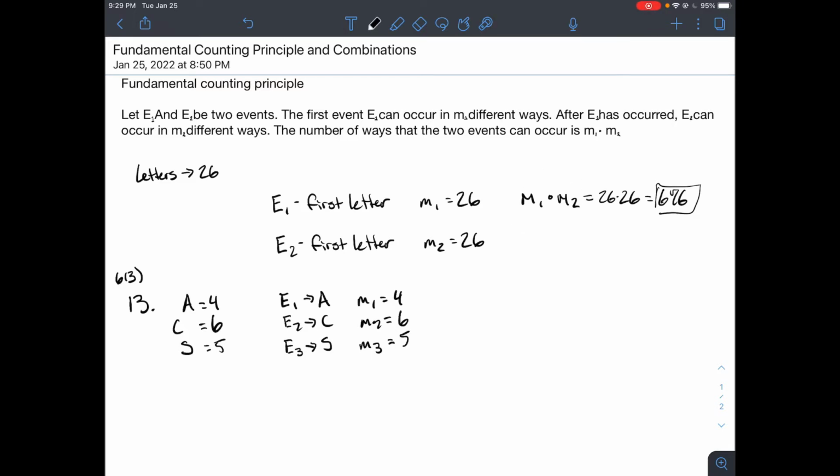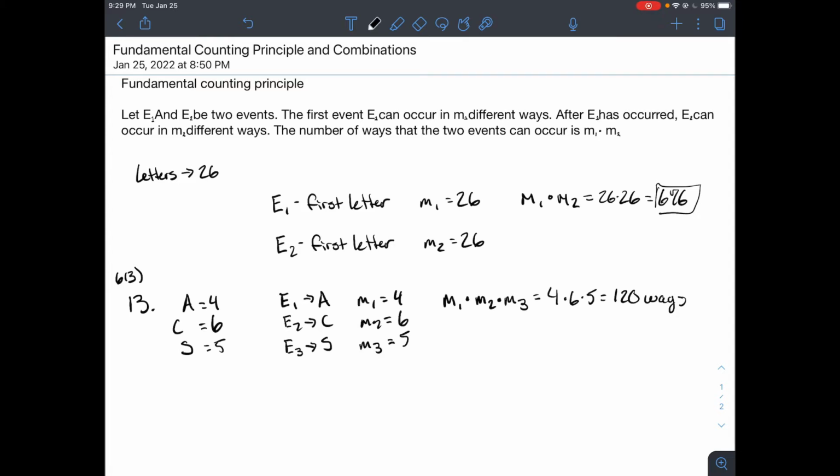We then multiply M1, M2, M3. We get 4 times 6 times 5. This is equal to 120 ways. 120 ways. So basically what we're doing is multiplying how many different ways each event can be ordered or something like that. In a lot of these, there's going to be ordering or just how many combinations.